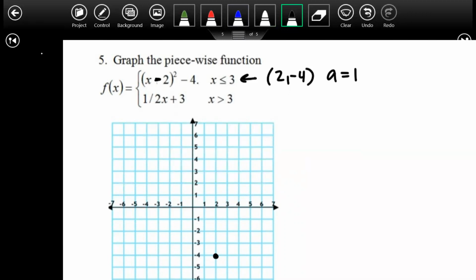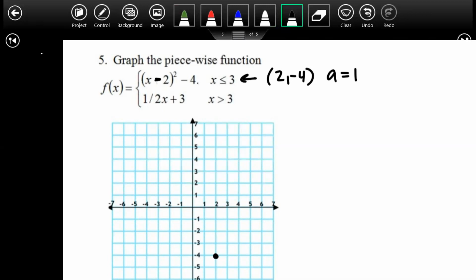If it was -2, I would still go left and right by 1 each. But in this case, if I go over 1, I'm going to go down 2. Over 1, down 2. What if that function value was a half? I would still go 1 left and 1 right, but I would go down by a half. Whatever the function value is, just go down or up by that value.